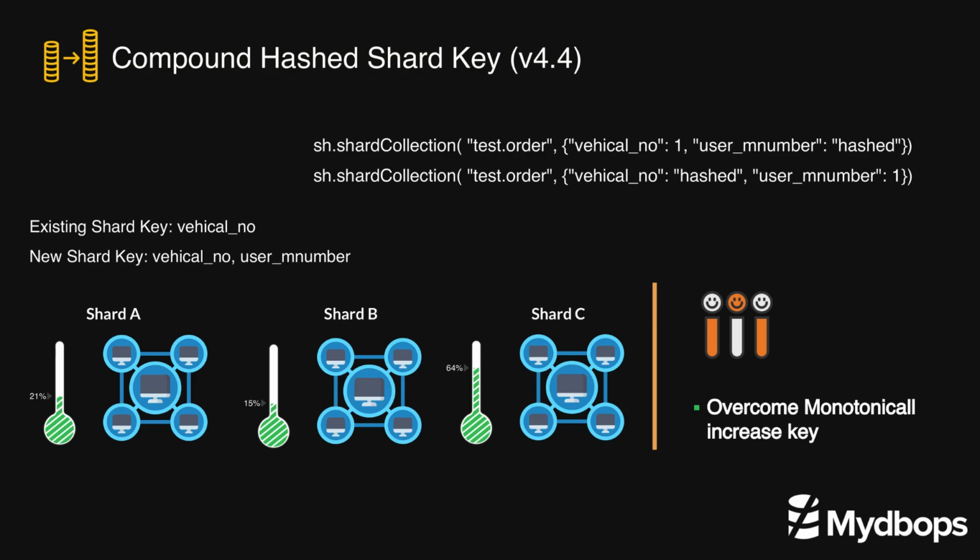So to overcome the monotonically increasing problem, I have a mobile number and that data is stored in a chunk. One thing I'd like to share, it is a range or it is a hash. Mongo will distribute based on the range only.